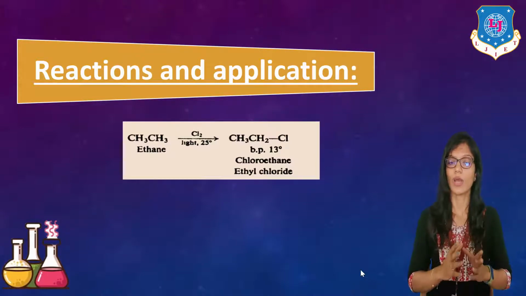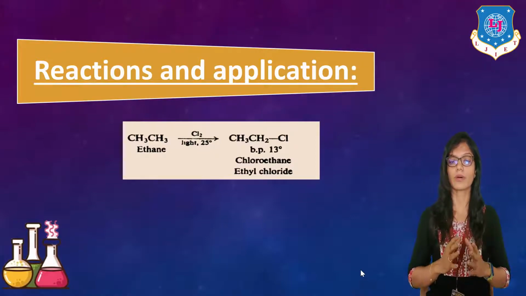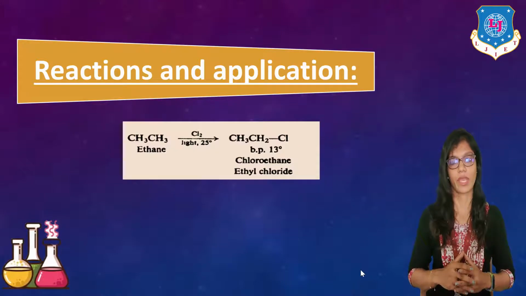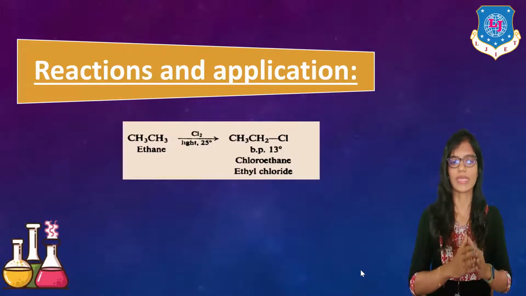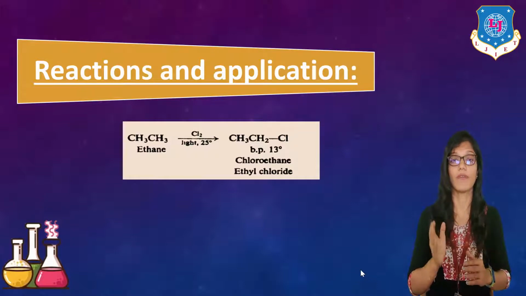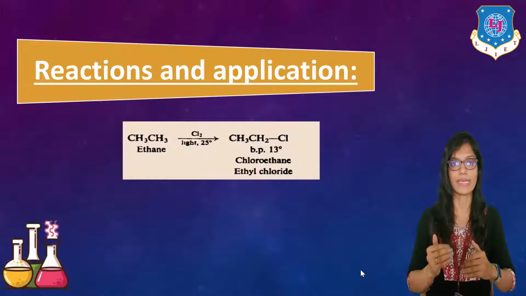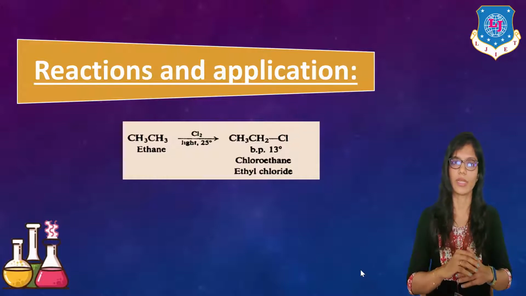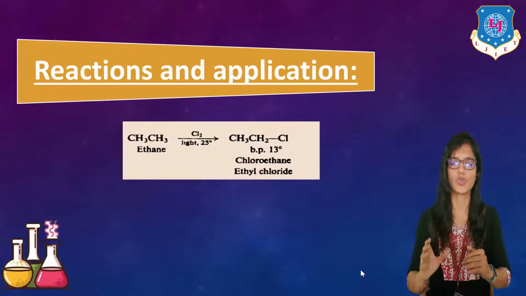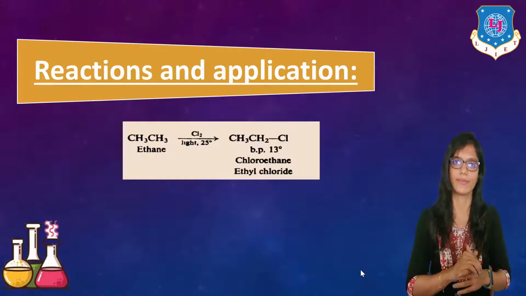Right? The boiling point of such a compound is 13 degrees Celsius. So in this manner, you can see that one H is replaced by one Cl. So H is removed from ethane while Cl is added to ethane. Here the byproduct which we will get is HCl.